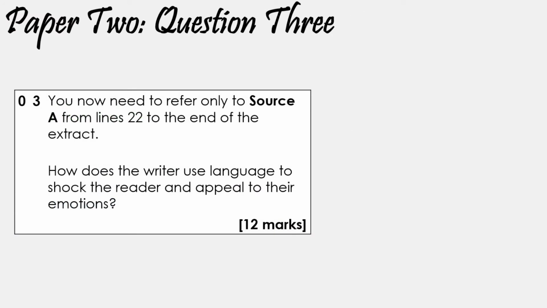Now, question 3 looks something like this. It should look kind of familiar because it's pretty much the exact same question as paper 1, question 2. It directs you to a certain part of one of the texts, could be source A or source B. The question asks you to explore the writer's use of language or language devices for a certain purpose. So in this example, it's asking how the writer has used language to shock the reader and appeal to their emotions. It's worth 12 marks, which is 15% of the whole exam paper.